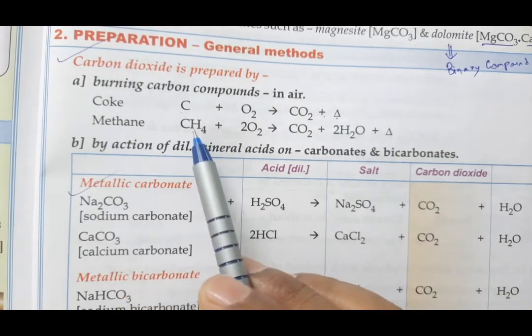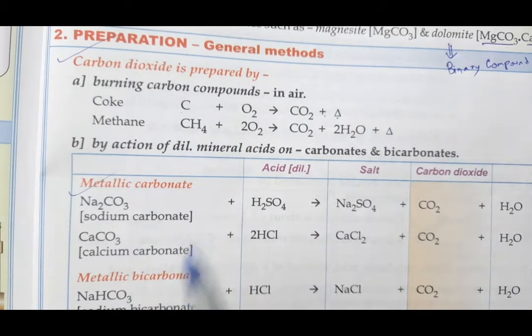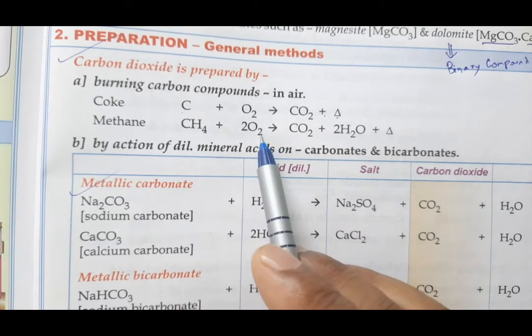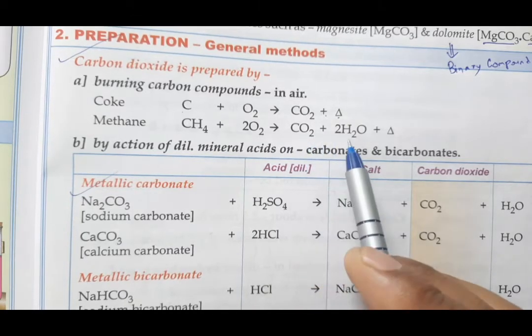Similarly, methane is a hydrocarbon, as you know. We have learned earlier that methane is a hydrocarbon whose formula is CH4. Again, when it comes in contact with oxygen, you will get carbon dioxide and water vapor.